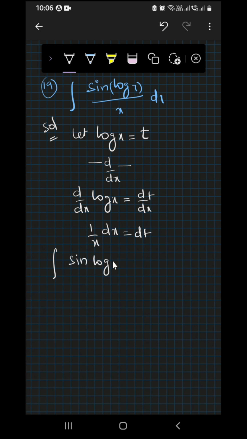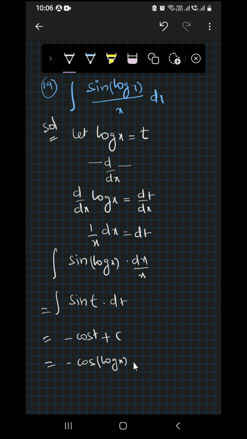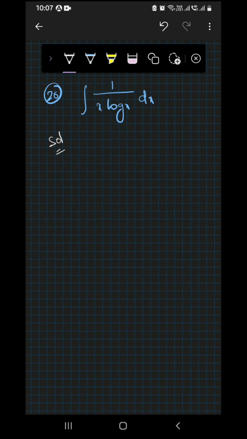Now write in the question, integration of sine of log x into dx by x. Here log x is t and dx by x is dt. Integration of sine t dt is equal to minus cos t plus c. Now minus cos of t is minus cos of log x plus c, which is the answer for the given problem.